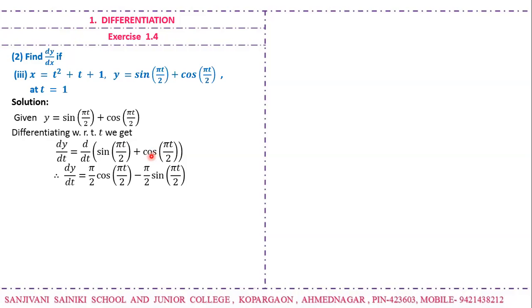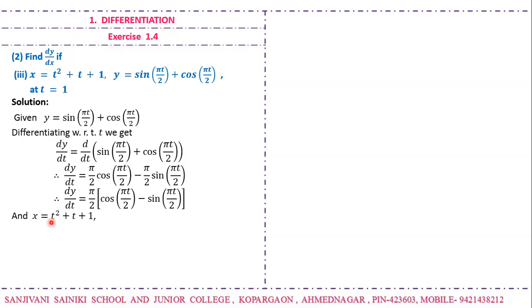Similarly, the derivative of cos f of x is minus sin f of x into f dash of x. Here f dash of x means the derivative of pi t upon 2. Pi is constant, t is constant, so we can take pi by 2 outside. The derivative of t is 1, so we get the derivative as pi by 2 cos pi t upon 2 minus pi by 2 sin pi t upon 2. We can take pi by 2 common.